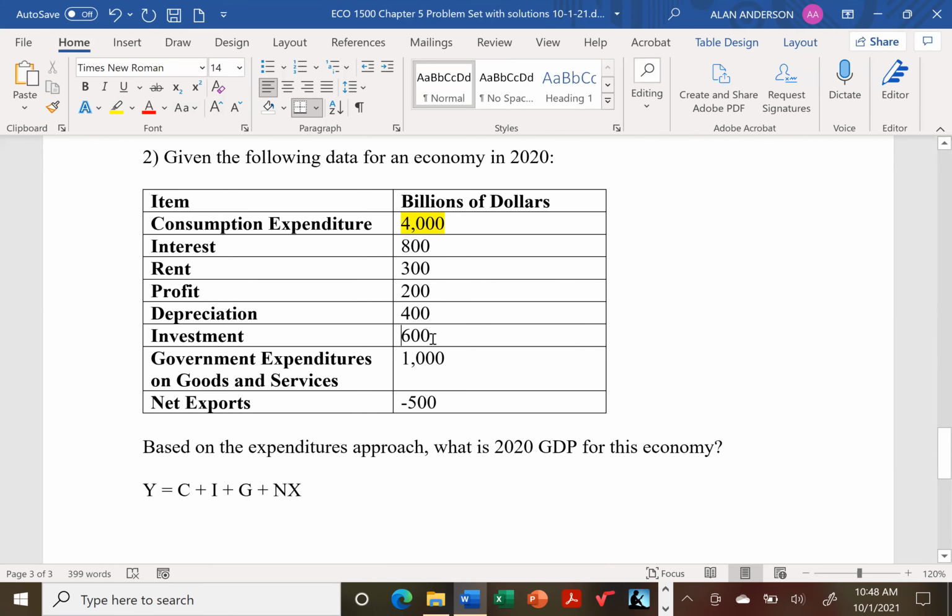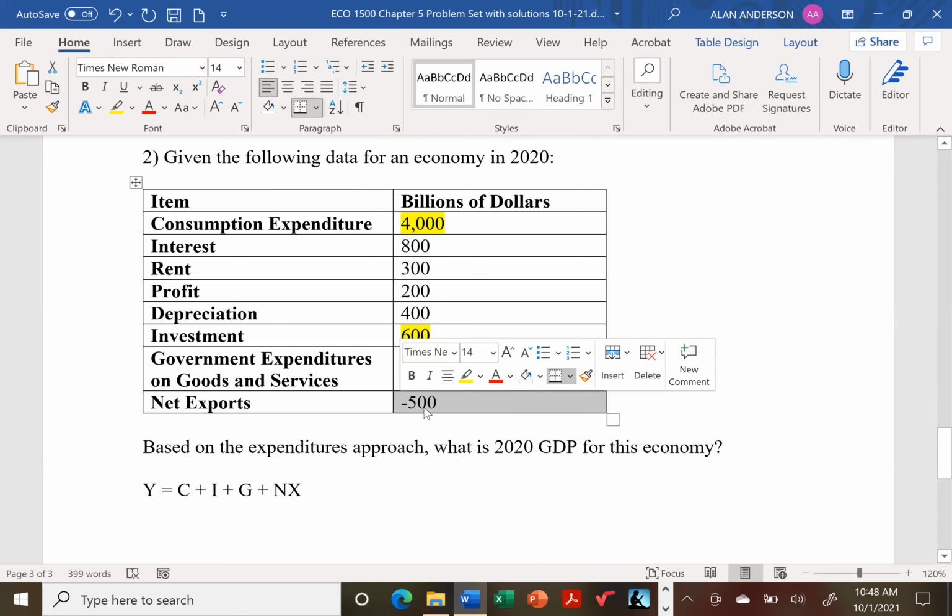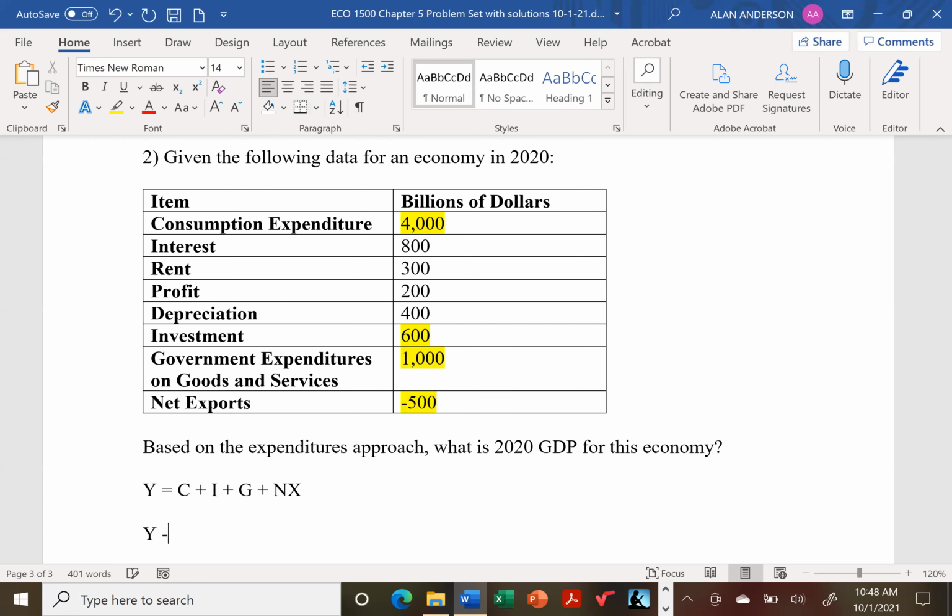Investment is here. Government is here. It's expenditures on goods and services. And net exports are here. Now you can ignore the others because they overlap with each other. In other words, rent is going to be incorporated into one of these categories. Profit, depreciation, it's just a different way of looking at GDP. So your final result would be to simply have 4,000 plus 600 plus 1,000 minus 500, and that equals 5,100. That's it. You're done.